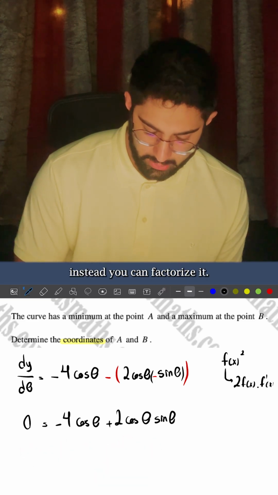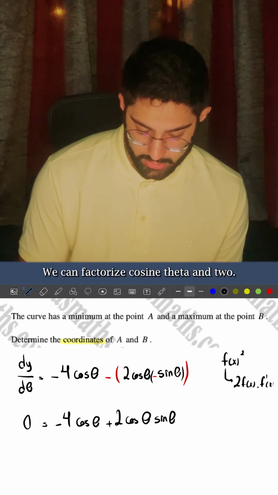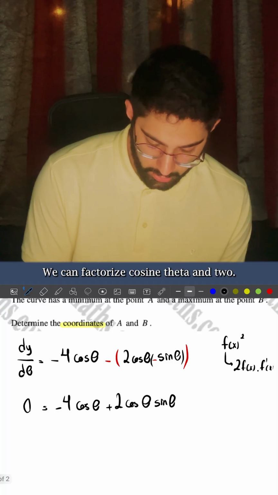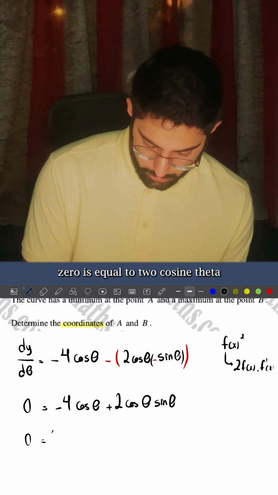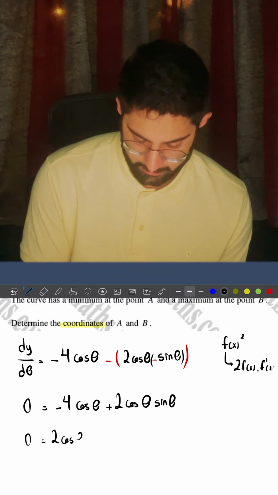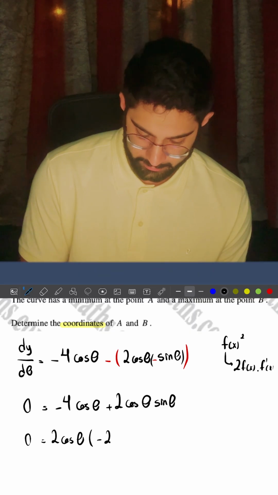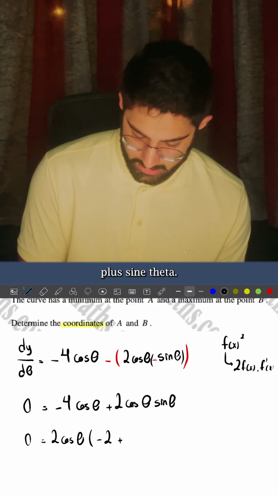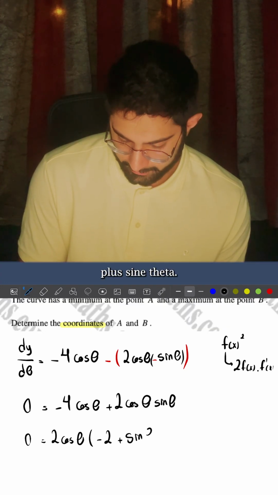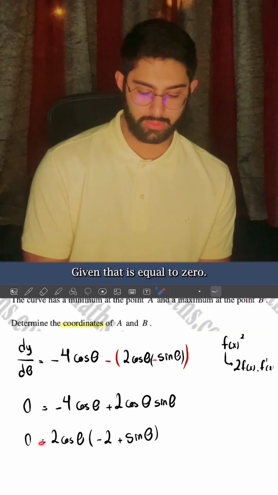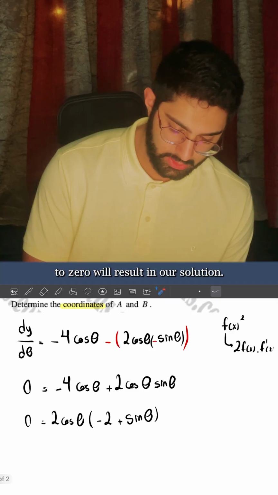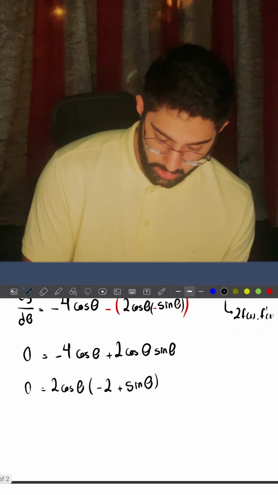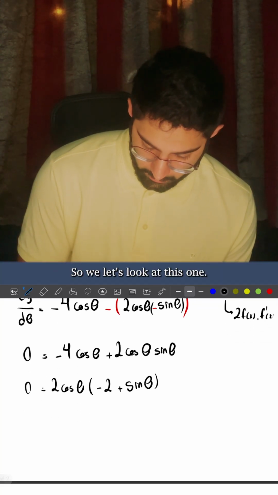So what you can do instead is factorize it. We can factorize cosine theta and 2. So it's going to be 0 equals 2 cosine theta, open bracket, minus 2 plus sine theta. Given that it equals 0, either one of these being equal to 0 will result in our solution. So let's look at this one.